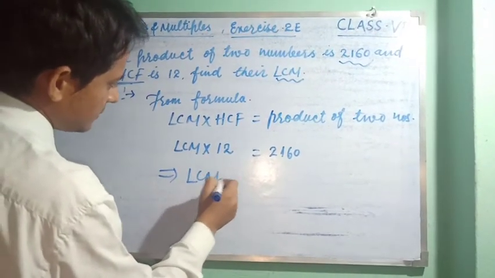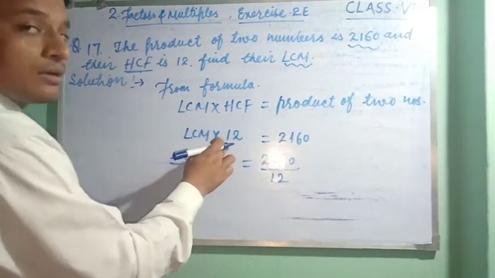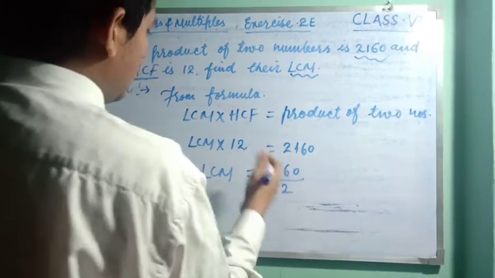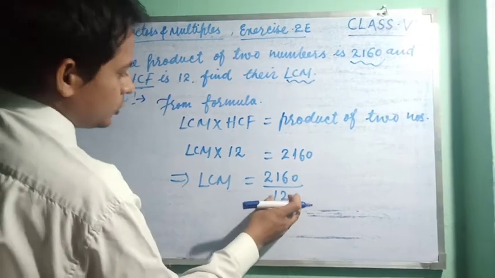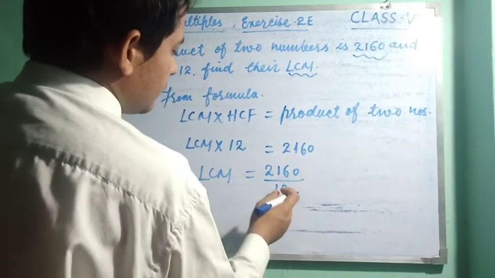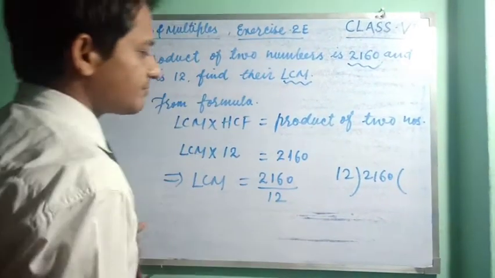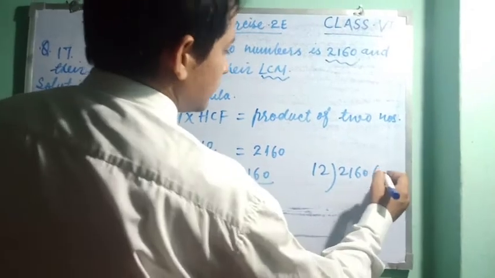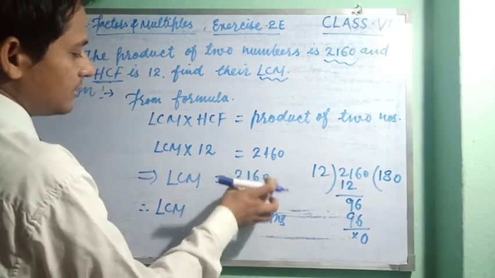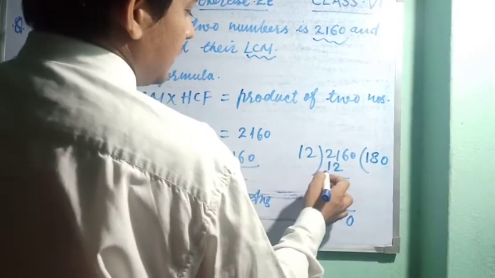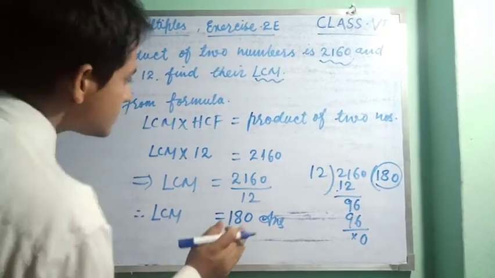So LCM as it is, now this 2160 divided by 12. Why? Because this is the product, so if we carry 12 to the right side, it becomes the denominator. Now we have to divide 2160 by 12. 12 times 1 is 12. Here when we divide, we get 180. So the LCM is equal to 180. This is the answer to this question.